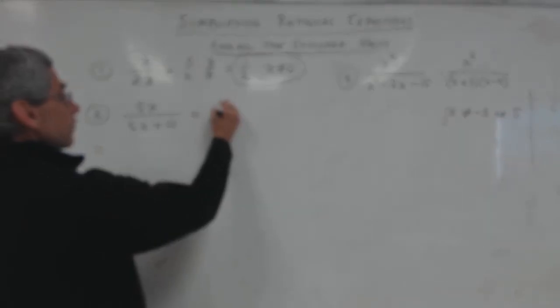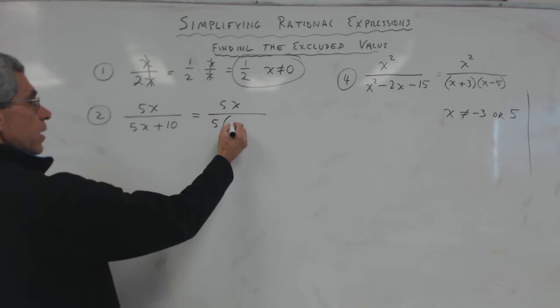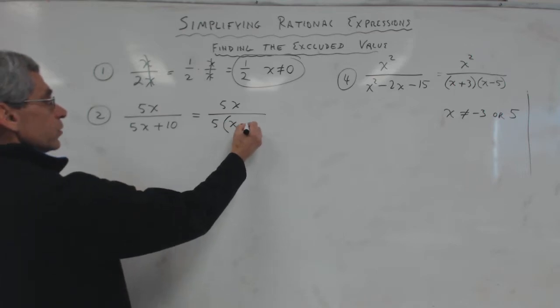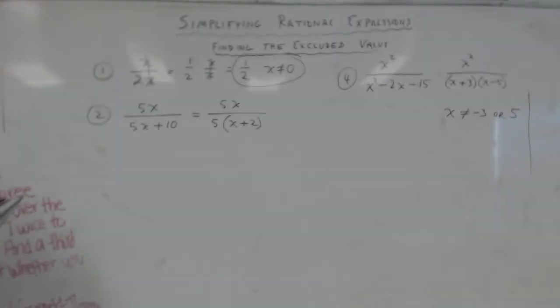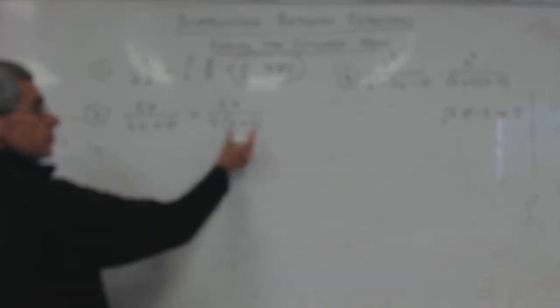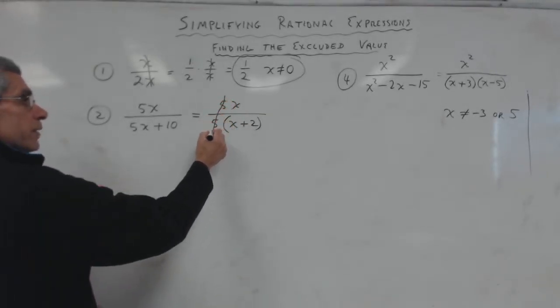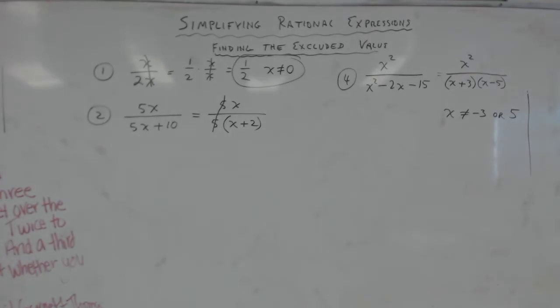Could factor out a 5. So I've got 5x upstairs, and I've got a 5 times parenthesis x plus 2. Ooh! Now I have factors, right? I have this times the blob, and this times this. So look, now I can cross out the 5s. Do you see that?